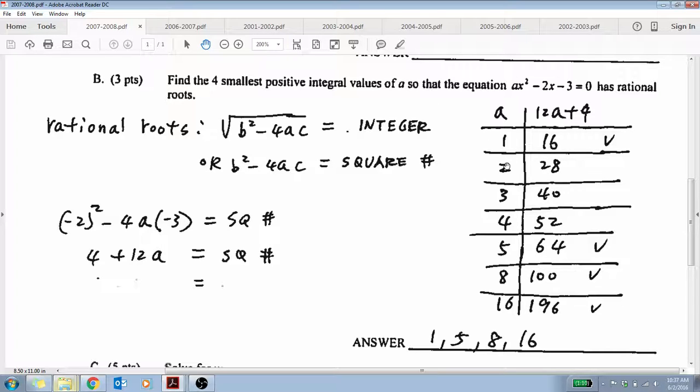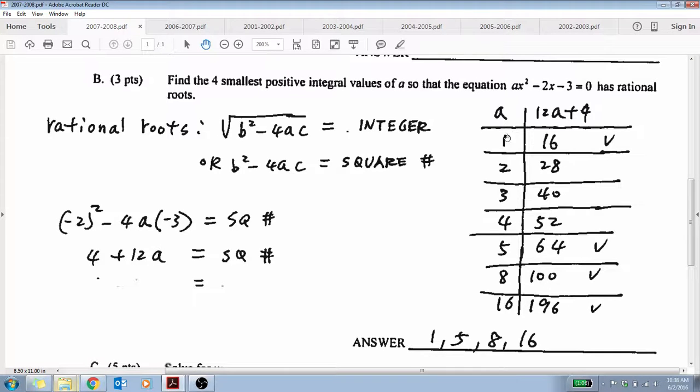So I just tried different numbers. If I plug a 2 in I get 28, if I plug a 3 in I get 40, a 4 in I get 52, a 5 in I get 64. So 64 would be a perfect square, right? I can take the square root of 64, I get 8. So this would be my second value. And then I keep going, I plug in a 6, I would get 76, plug in a 7, I get 88. Plug an 8 in, I get 100, and 100 would also be a perfect square. That's the next perfect square. So then we know that 8 would give me that answer.